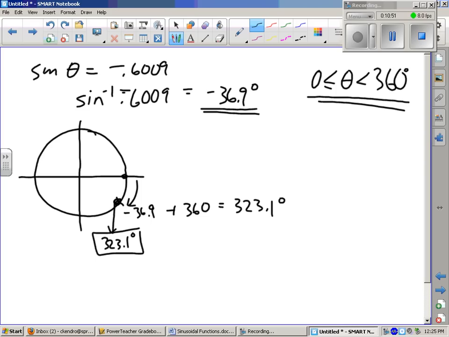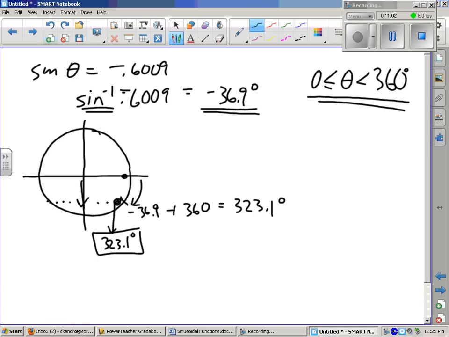Now we have to find the mirror image, but this time we're talking about sine. Sine is your y value. That's your up and down. So I need to find the mirror image on the other side. So over here is the mirror image for the sine. So if this is 323, now I can't just subtract 180. I can't do 360 now because it's not coterminal anymore. But what we can do is know that I went 36.9 down from the x-axis.